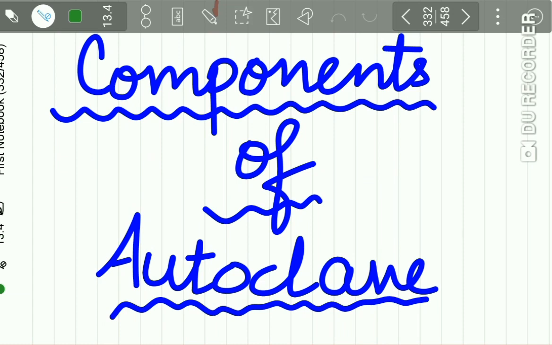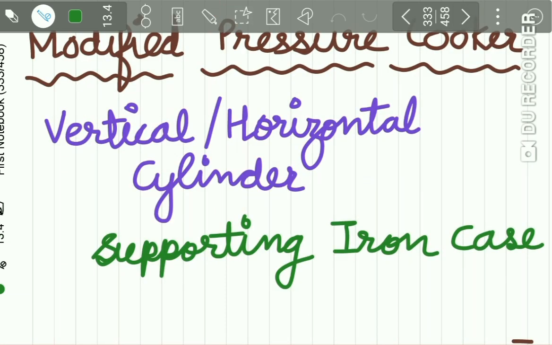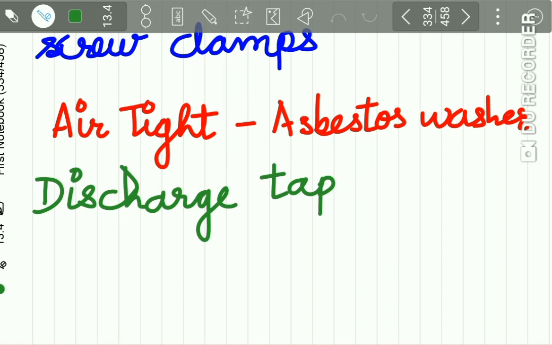Now the components of the autoclave. Autoclave is a modified pressure cooker or boiler. It consists of a vertical or horizontal cylinder with a supporting iron case and screw clamps, and these screw clamps render it airtight by an asbestos washer. The lid bears a discharge tap for air and steam, a pressure gauge and a safety valve.